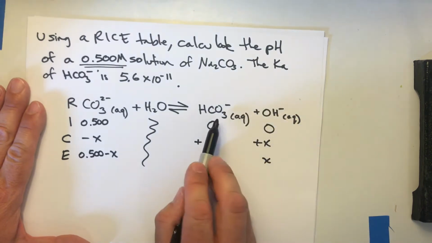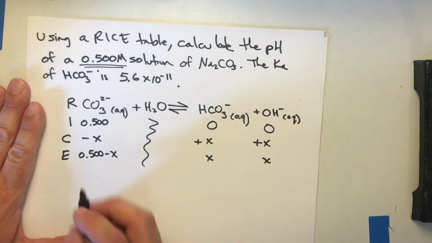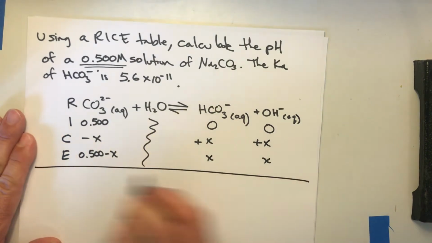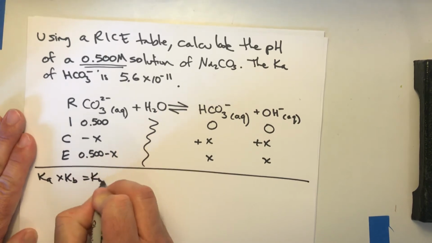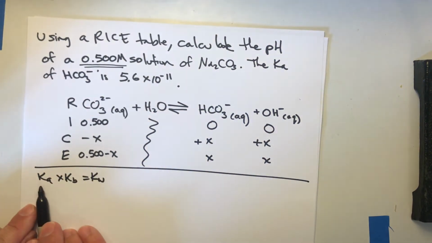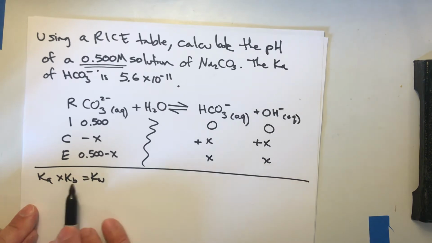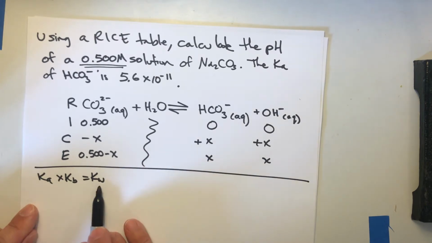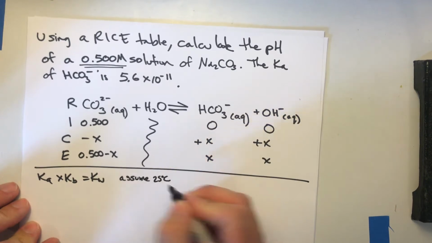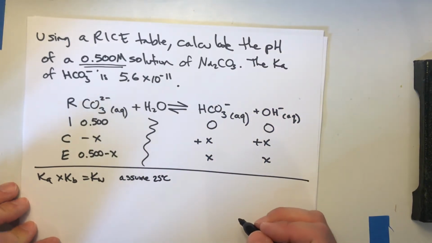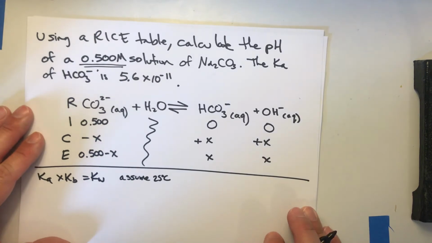So how do we do that? Well, we're given the Ka of the conjugate. Remember that we have this equation: Ka times Kb is equal to Kw. Let's remember, Ka is the equilibrium constant for the acid. Kb is the equilibrium constant for the conjugate base of the acid. Kw is this constant that we use that's temperature dependent. Because the problem didn't say so, we're going to assume that this is happening at 25 Celsius. And therefore, we can use our most familiar form of Kw, which is 1.0 times 10 to the minus 14.